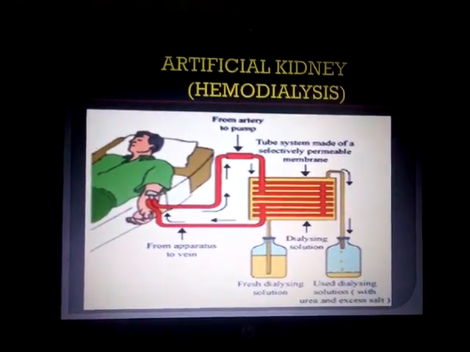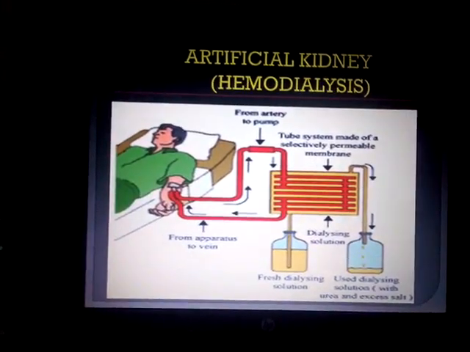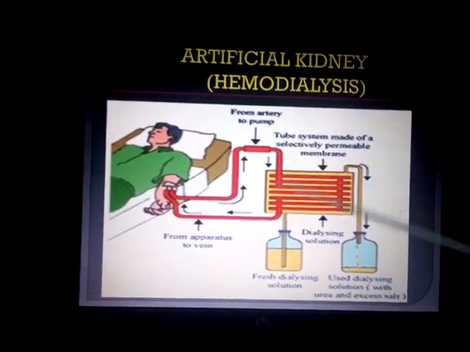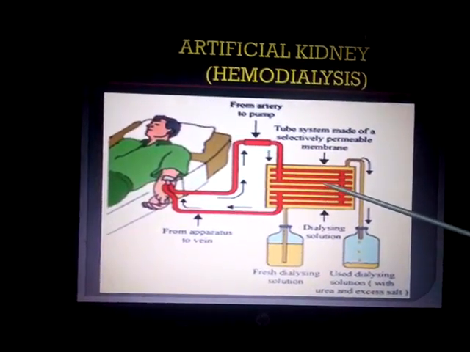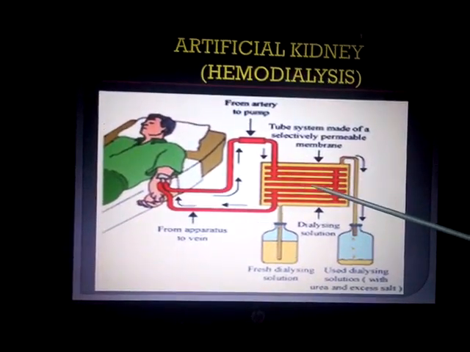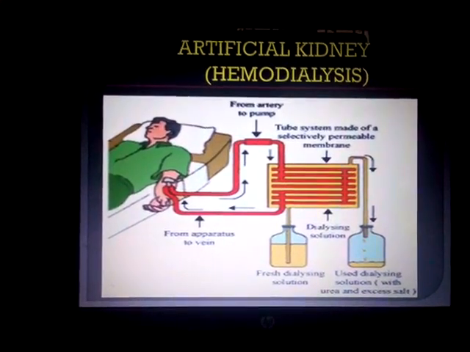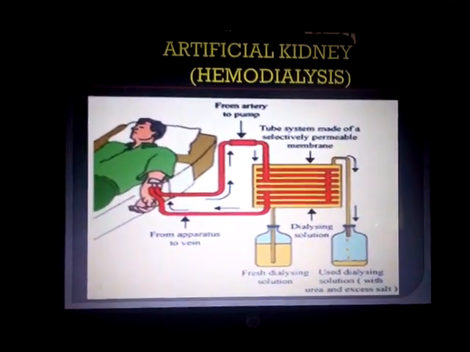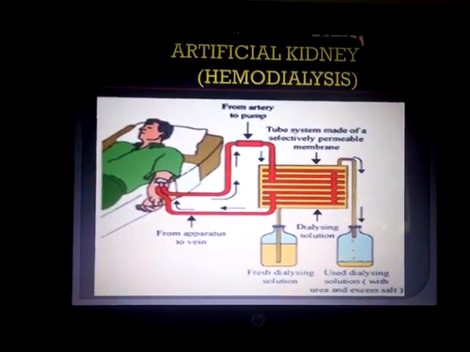So which one contains more waste products? The blood, isn't it? So during this passage, the waste products from the blood pass into the dialysing fluid by the process of diffusion. You studied about the diffusion process, right? So the amount of nitrogenous waste material is higher in blood.